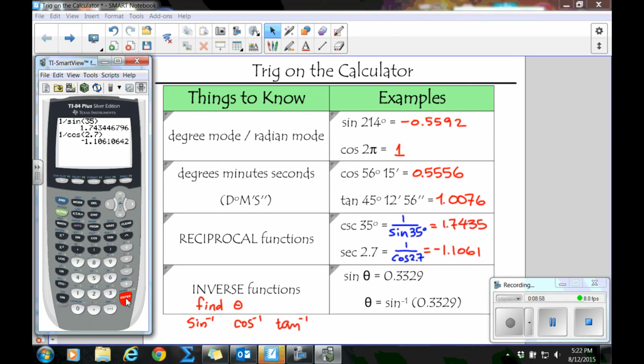We'll find this angle in degrees. So let's put our calculator in degree mode. And we will use the inverse button in order to find the angle. So you can see right here, in order to find the angle, you'll type in the inverse of sine, also called arc sine in other textbooks or calculators, 0.3329.